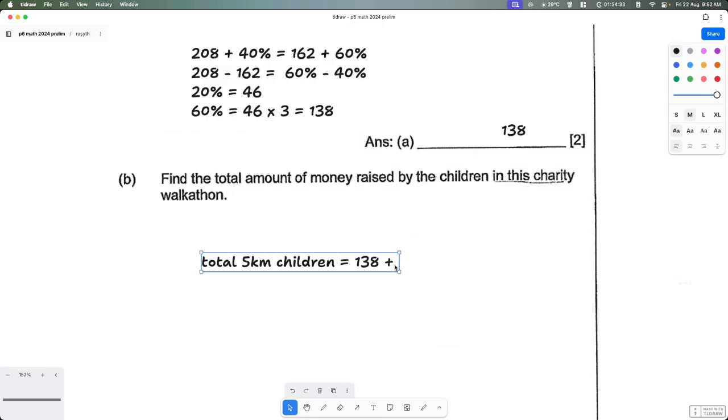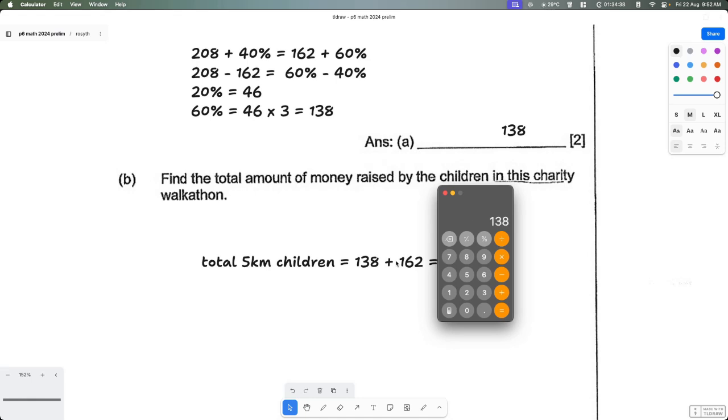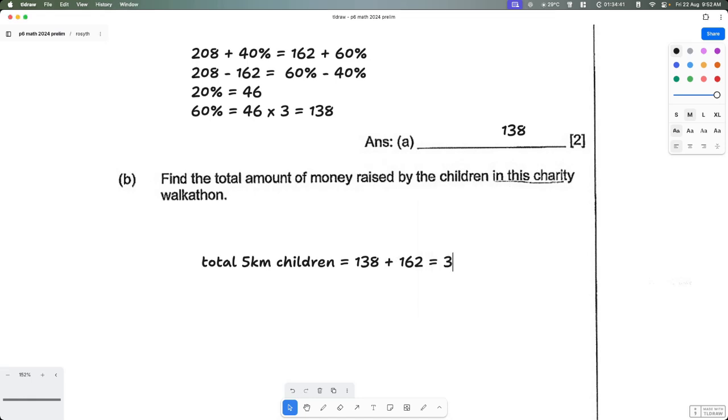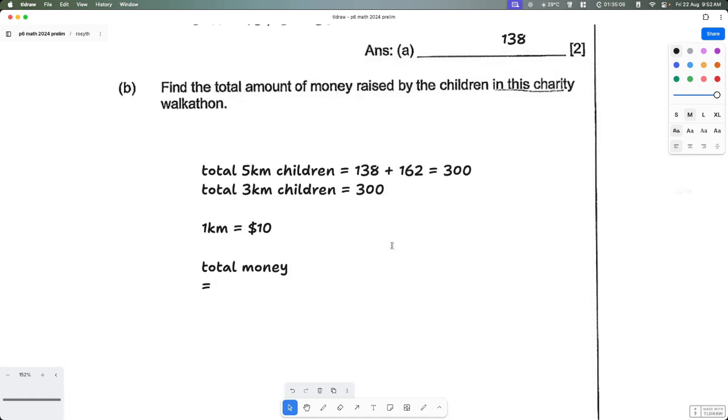So let's use the calculator, 138 plus 162, this will give us 300. Okay, so we know that the total for 3 km children is also 300. In this case, 1 km is equal to $10. So total money is equal to 300 times 5 plus 300 times 3.